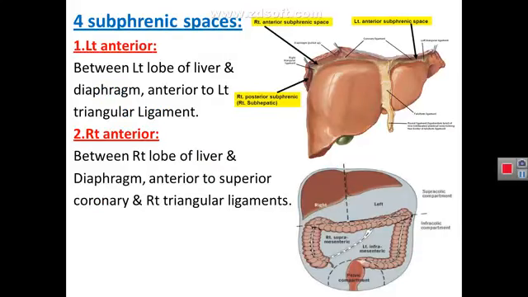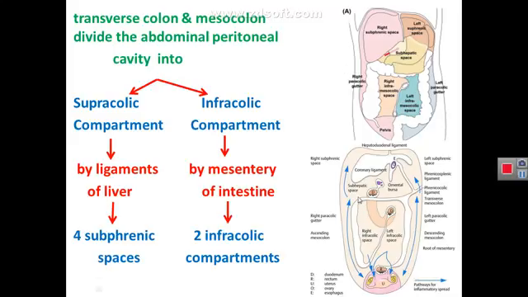So we will discuss these in details. First, the right anterior subphrenic space is between the diaphragm and right lobe of liver, limited above by the superior coronary ligament. You can imagine from this figure, this space is limited above by the right coronary ligament. This is superior coronary ligament. This is the superior coronary. This is inferior coronary. This is right triangular.